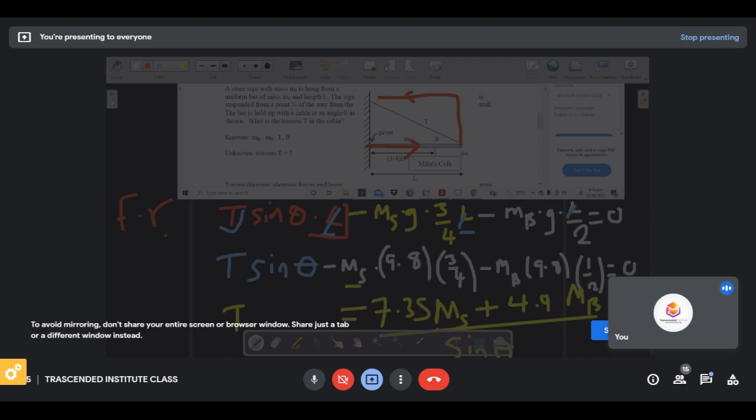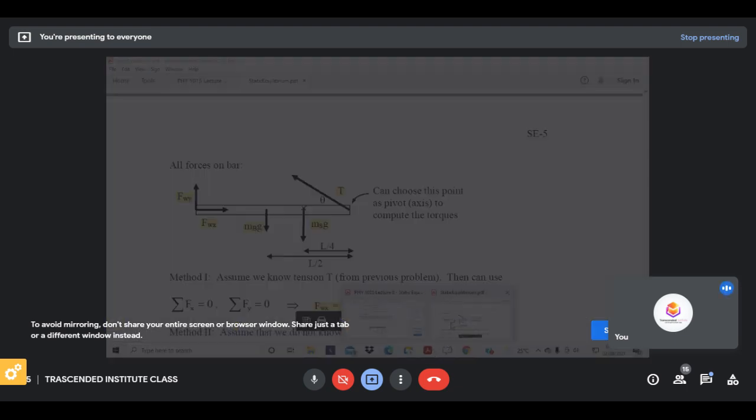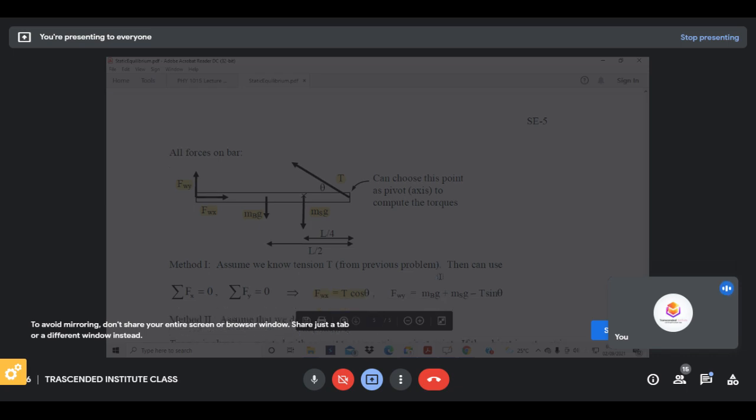In the y direction, on the other hand, there's one this way. There's the tension. Then there's also this going downwards. So these are the forces in the y direction. So you being able to see that is very cardinal and very important.